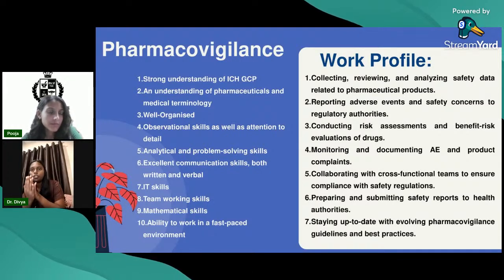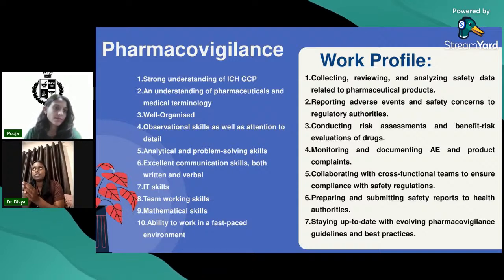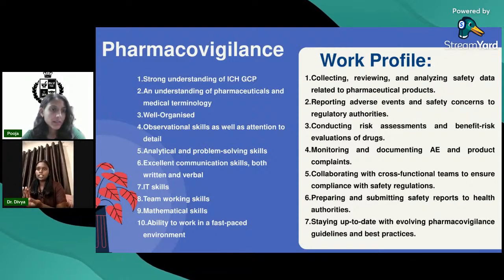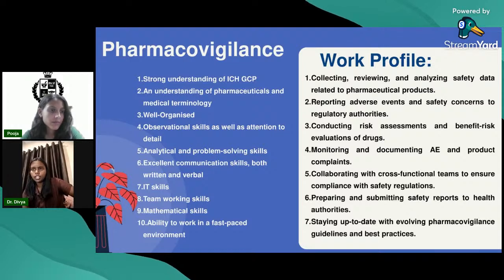So in this field, you will obviously need ICH-GCP understanding and understanding of pharmaceutical terminology and medical terminology. Someone said that any B.Pharm student can join this field. Pharmacovigilance is all about medicine and their side effects. If you don't understand the pharmaceutical terms and terminologies, then you cannot write a report, because a person with a pharmaceutical background will understand things more clearly than someone who is not. That's why someone with a pharmacy background will be a good fit for this field.